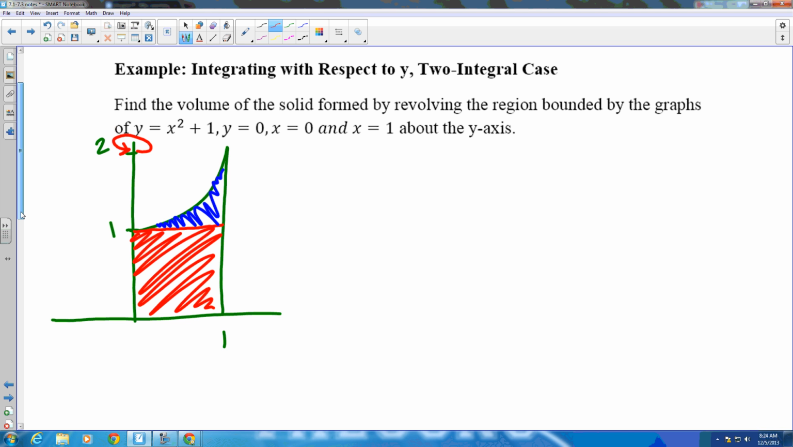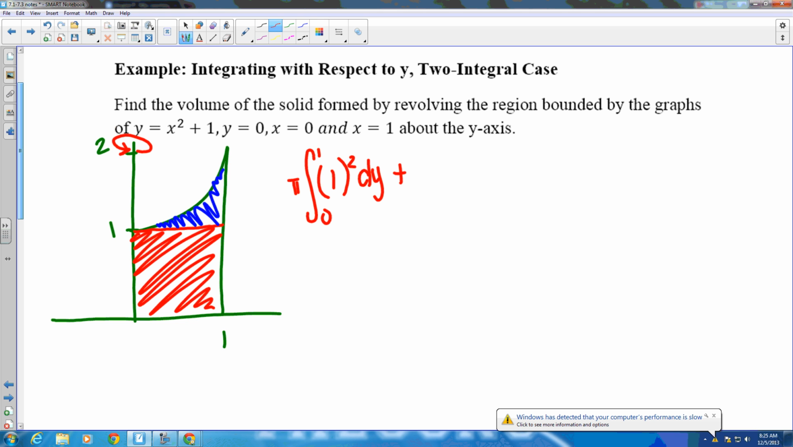Now, if we're revolving around the y-axis, we're not looking top to bottom, we're looking left to right. So again, we're looking for our r of x to be the function farther away. So from 0 to 1 on the y-axis, we have the disk method, and it's just 1 squared dy. Then we're going to add on the integral from, let's do the blue one, the integral from 1 to 2, and this is clearly going to be the washer because there's going to be that really big hole in the middle.